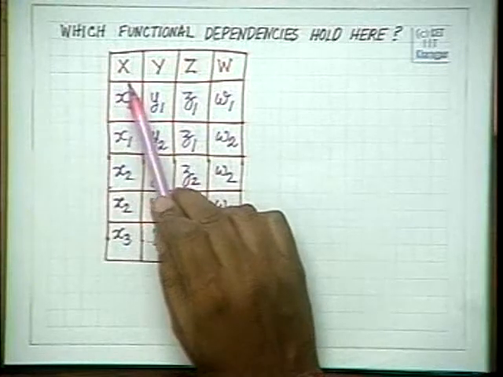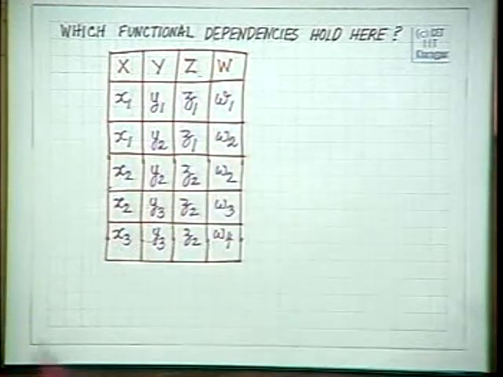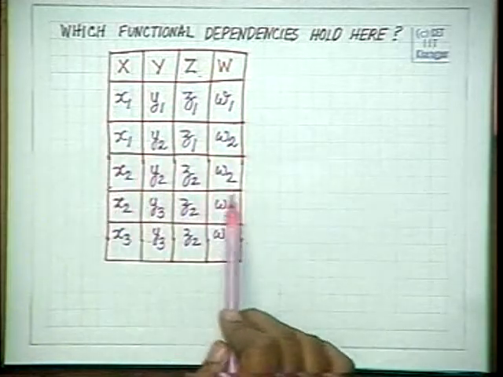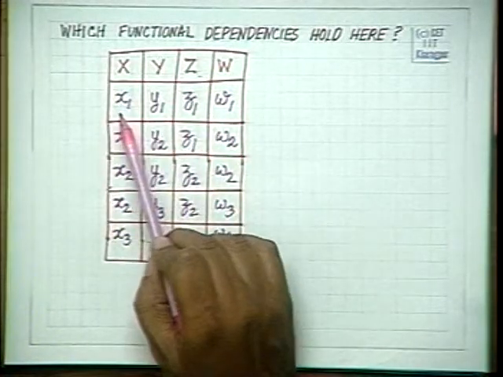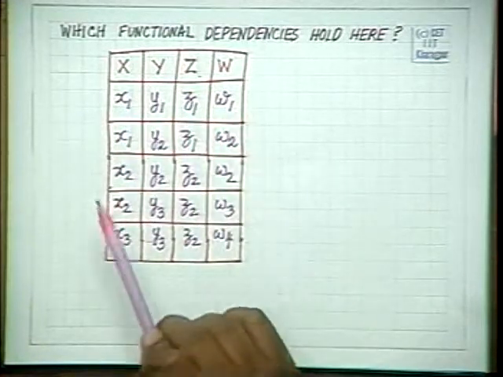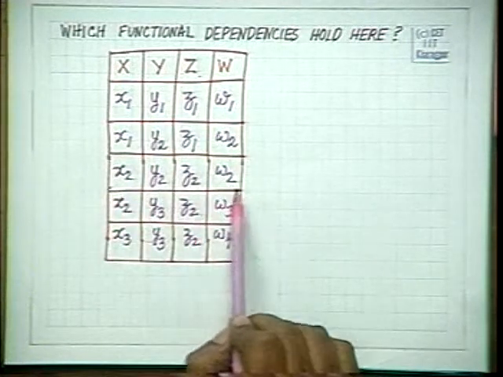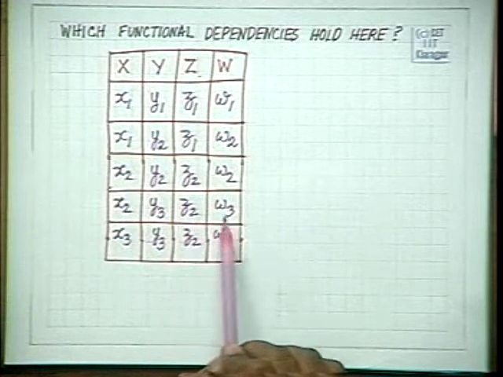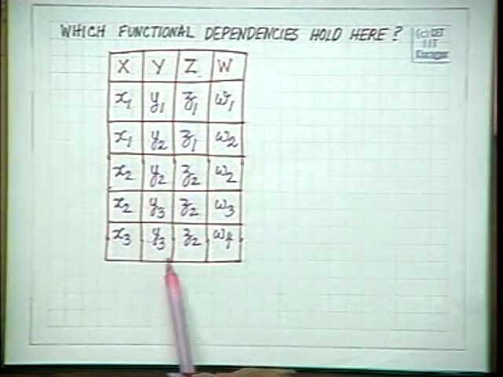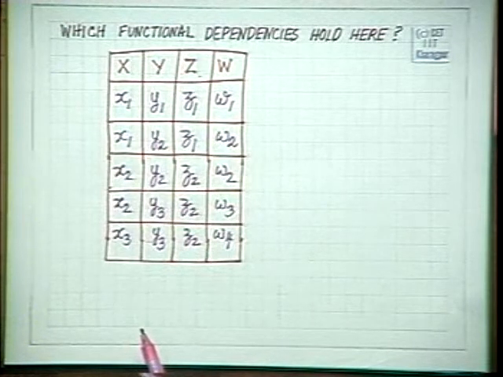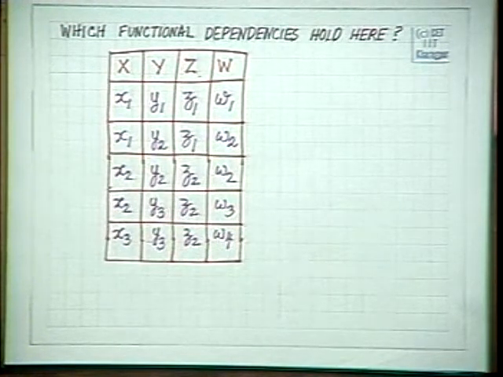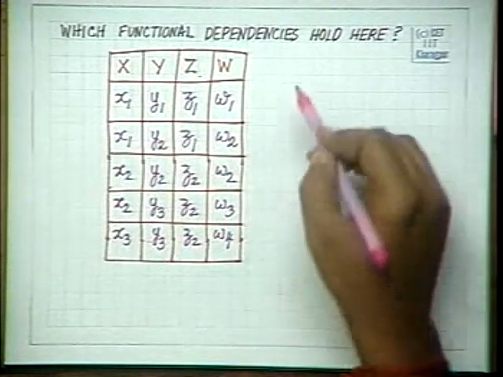Finally, let us see a table, a relation with attributes X, Y, Z and W, and these are the instances on the table. The first tuple is x1, y1, z1, w1, the second tuple is x1, y2, z1, w2, the third tuple is x2, y2, z2, w2, the fourth is x2, y3, z2, w3, and the fifth is x3, y3, z2 and w4. The question is, which functional dependencies hold here? Let us see them one by one.